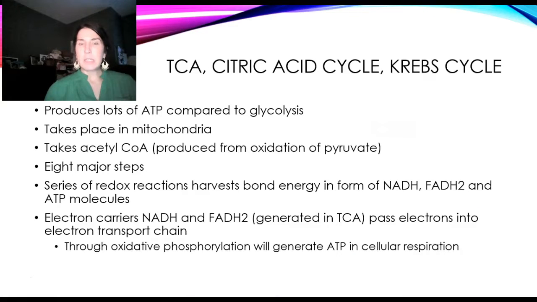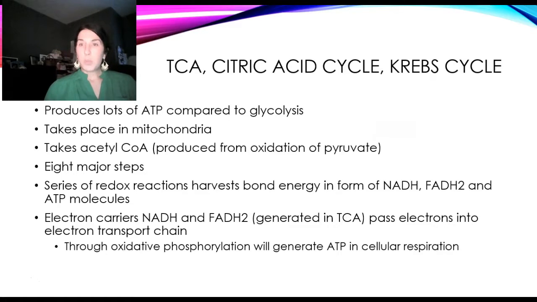Let's talk about the TCA cycle just in general concepts to begin with. It produces a lot more ATP compared to glycolysis, which I'm not sure is saying that much because we only get 2 net ATP from glycolysis, as you'll recall. It takes place in the mitochondria as opposed to the cytosol where glycolysis takes place. And there are 8 major steps, so it's obviously more complicated than glycolysis.